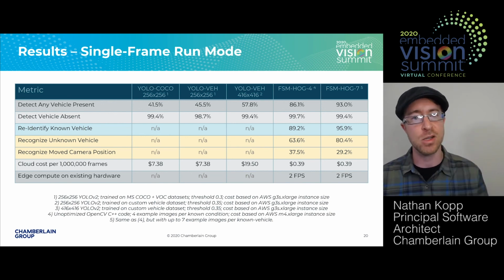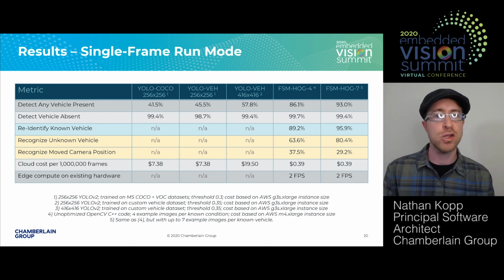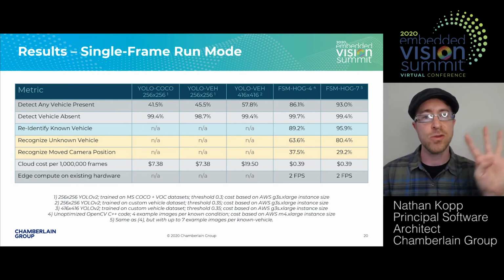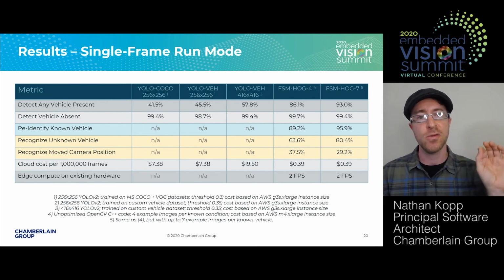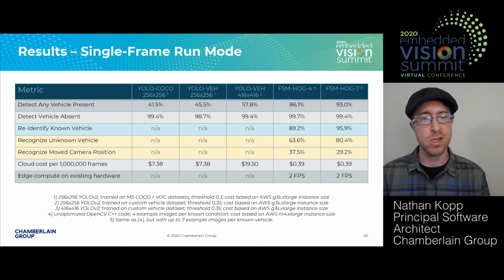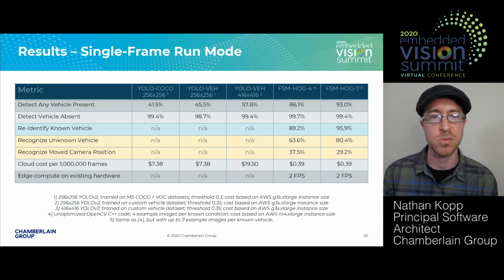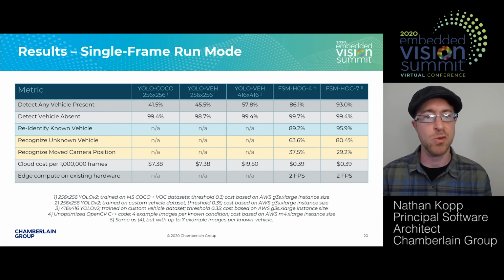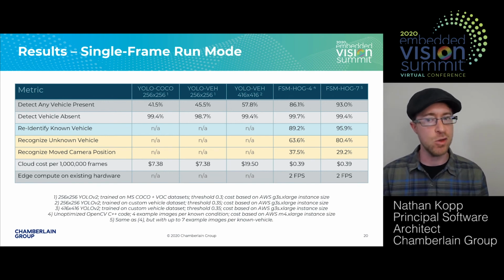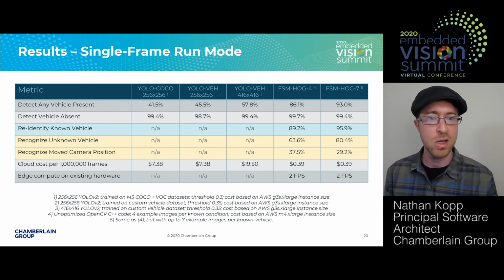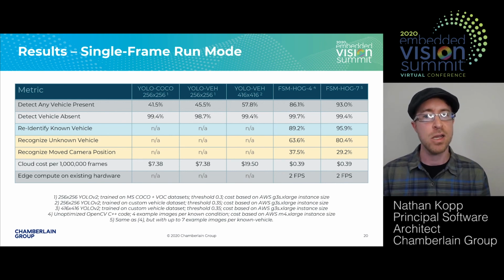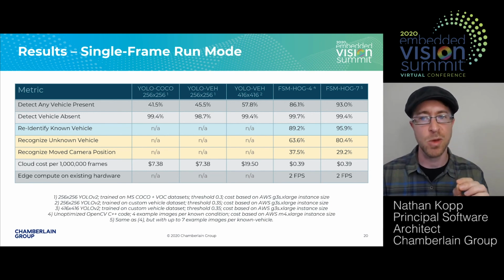On the flip side, you can take a look at the results of the fast scene matcher. For these two columns, in the first column we used 4 example images of the vehicle in the position, and 4 examples of the parking spot empty. In the second one, we added a few more, up to 7 of the vehicle in the space, and still 4 showing the space empty. You can see our algorithm is performing quite well at detecting that a vehicle is present, detecting that a vehicle is absent, and also detecting that a specific already seen vehicle has returned to the parking spot.